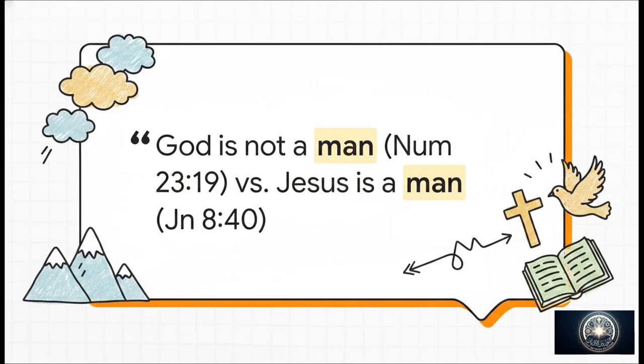The verses the graphic uses as evidence for this specific juxtaposition actually span right across the Bible. It brings in John 8:40, where Jesus speaks of himself as a man who has told the truth, and sets it right against Numbers 23:19, a well-known Old Testament verse stating that God is not a human being.